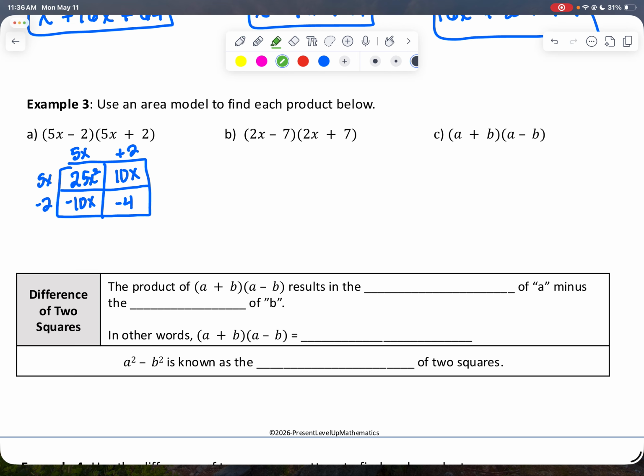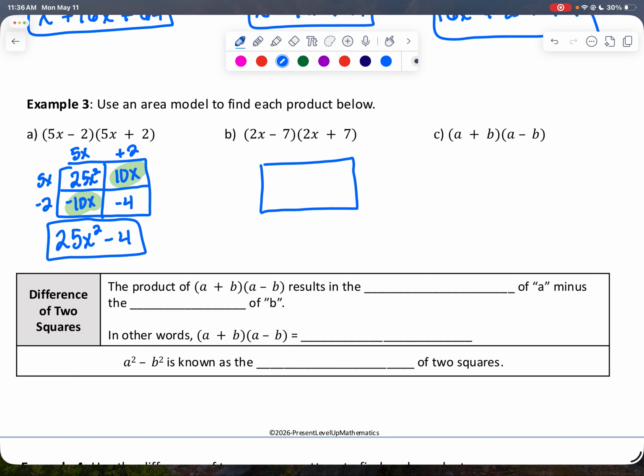Now I'll highlight my like terms that can be combined. So my final answer here would be 25x squared. Negative 10x plus 10x is 0. And then minus 4. So 5x minus 2 times 5x plus 2 became 25x squared minus 4. All right, let's try that again. 2x minus 7 times 2x plus 7.